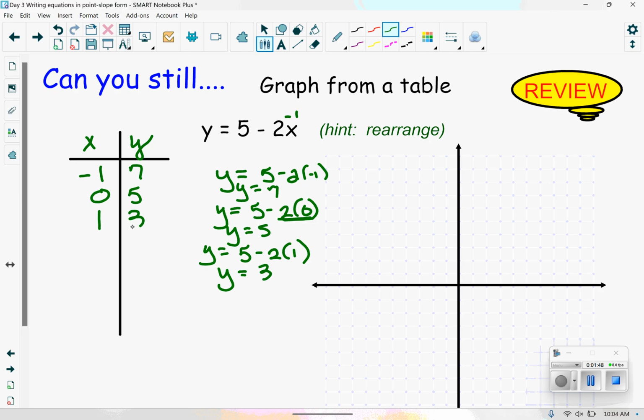So let's see that those 3 points do indeed line up. So I have a -1, 1, 2, 3, 4, 5, 6, 7. I have a 0, 1, 2, 3, 4, 5. And I have a 1, 1, 2, 3. And sure enough, they do make a straight line. I'm not very good at making these on the computer, but let me try. So it will go like that, right? So that would be our line that contains those 3 points. So that's how you graph by plotting points.